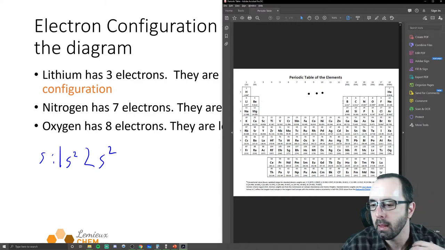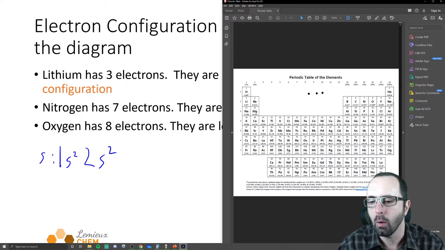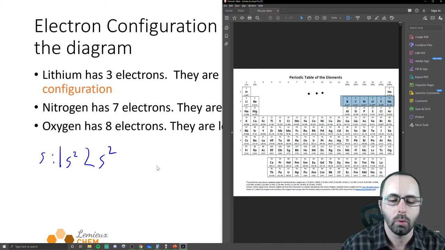Now notice the second row has more over here in the p orbital because the second energy level has a p orbital. So it has elements here in the p block which represent electrons going into p orbitals. And so now we're going to write 2 because we're still in the second row. Right here we're still in the second row, but we're in the p area.